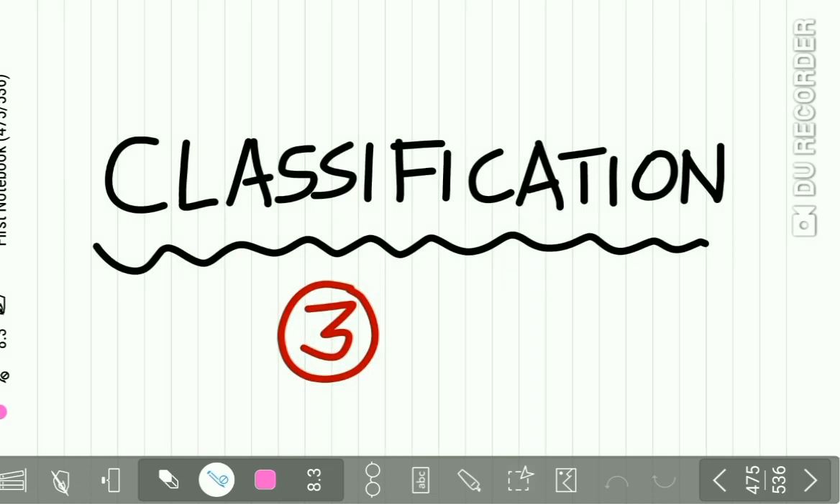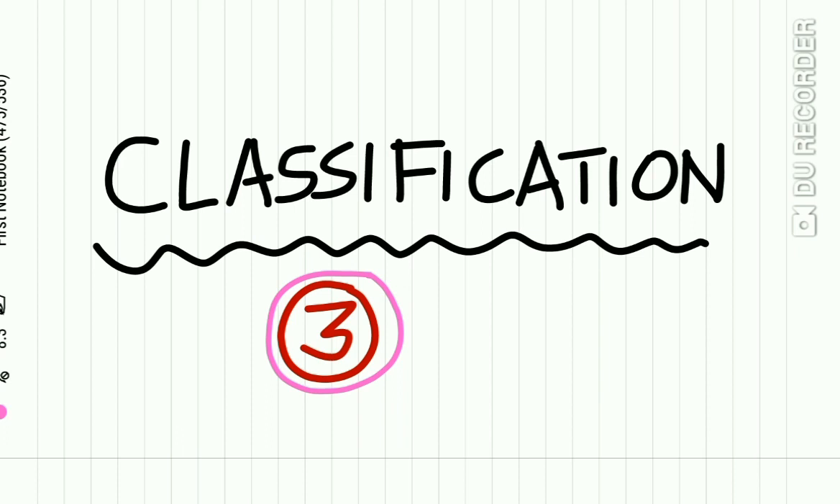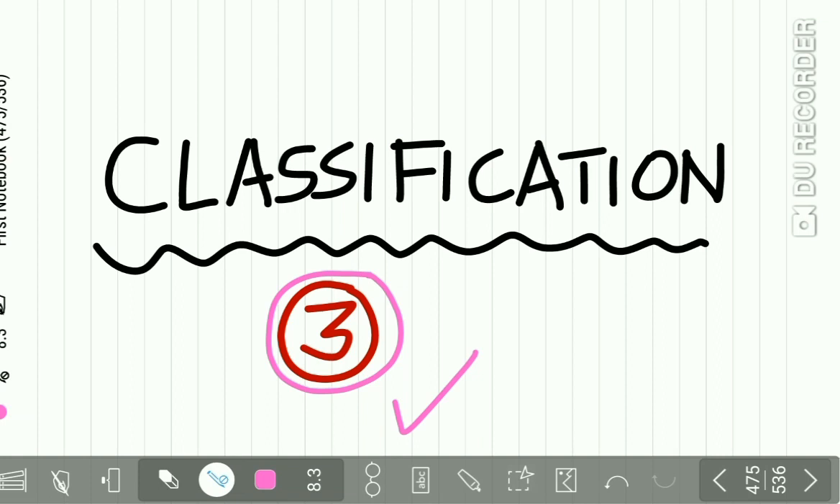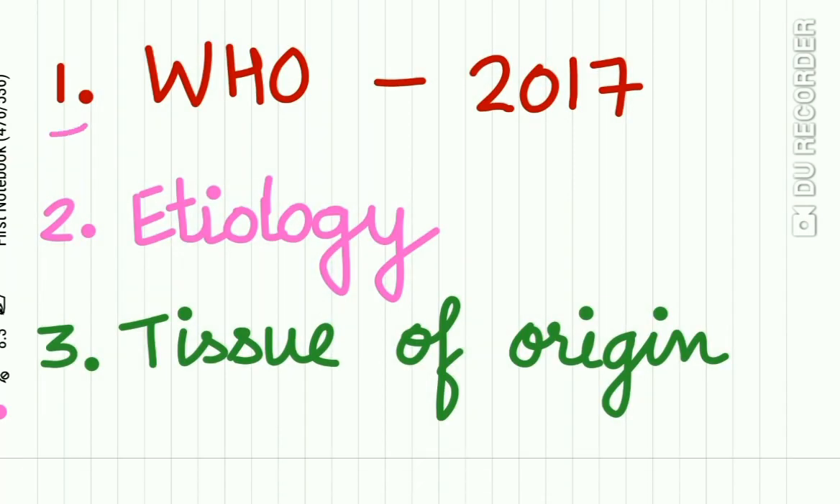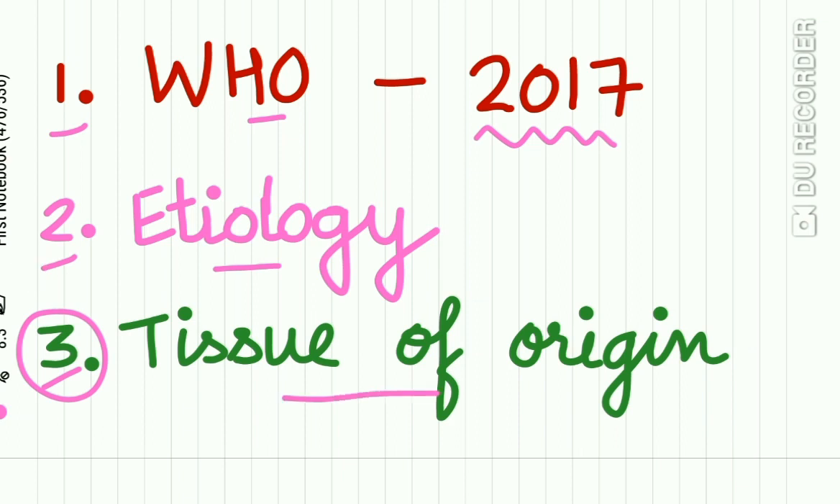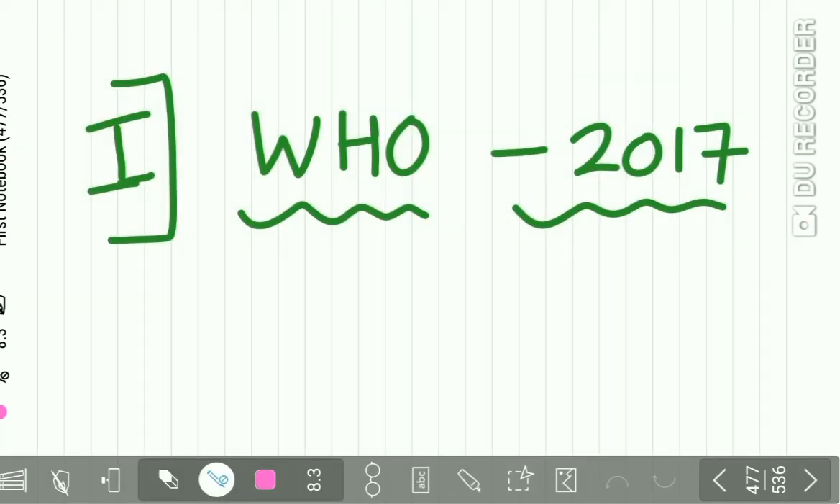Now, the odontogenic cysts are classified in three ways. You have to remember this classification of odontogenic cysts. There are three ways of classification of odontogenic cysts. The first classification was given by WHO in the year 2017. The second classification is dependent upon the etiology of cyst, and the third classification is based upon the tissue of origin of the cyst. So let us study each of these classifications in detail.